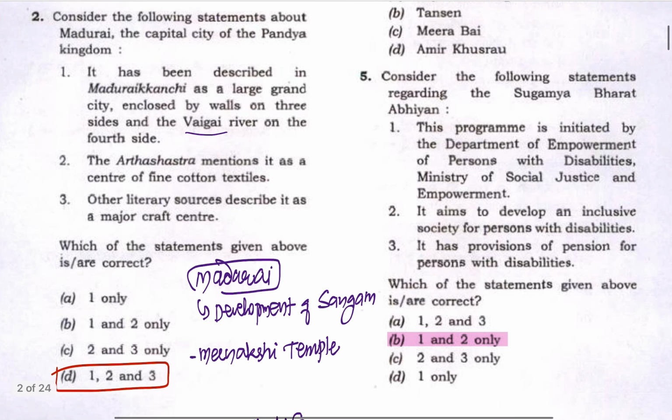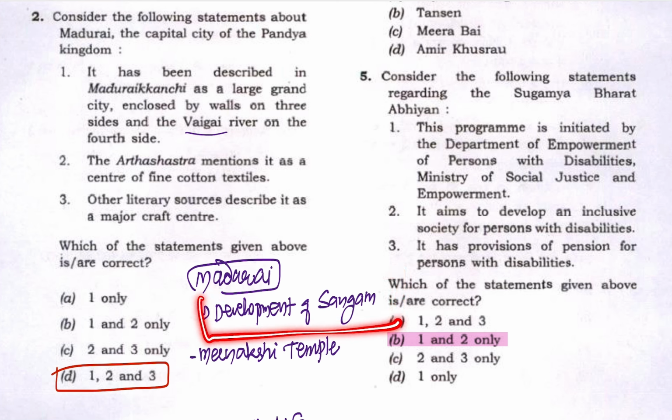Now Madurai was an important cultural center. Even during the Sangam period, the development of Sangam literature took place on the banks of the Vaigai river in Madurai, and Madurai is mentioned in the Arthashastra of Chanakya, and other literary sources describe it as a major craft center. So that was the importance of Madurai city. So all of them are correct. Remember, Madurai was the capital city of the Pandya kingdom.